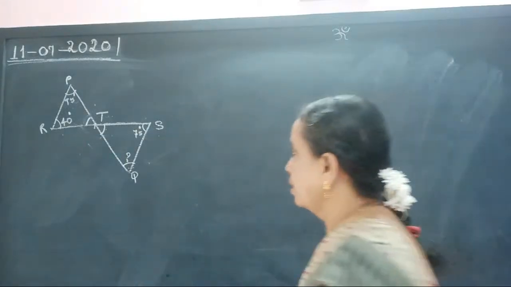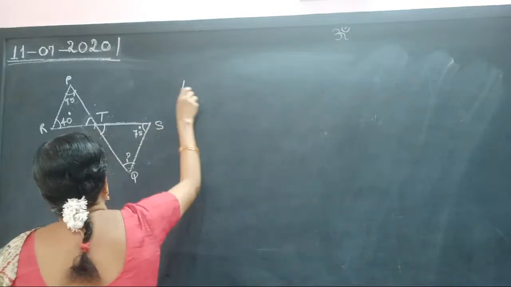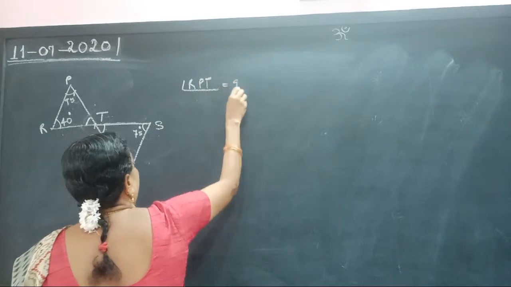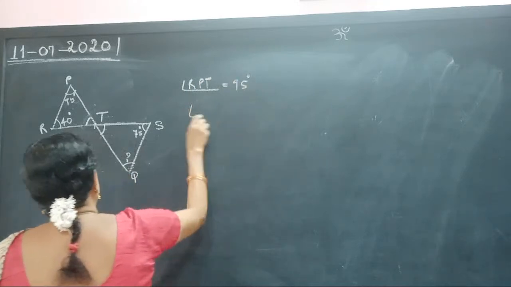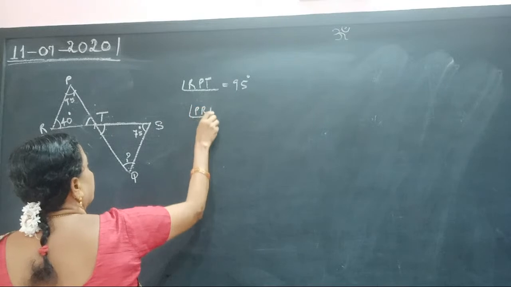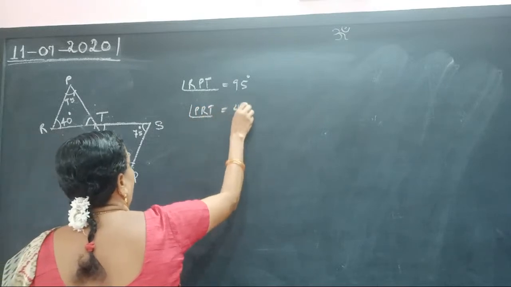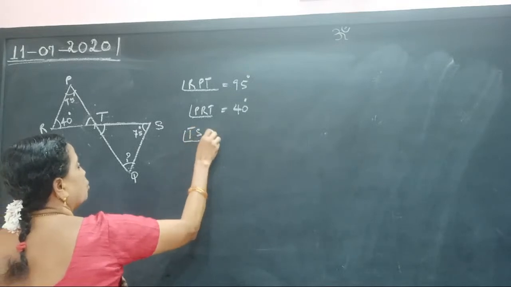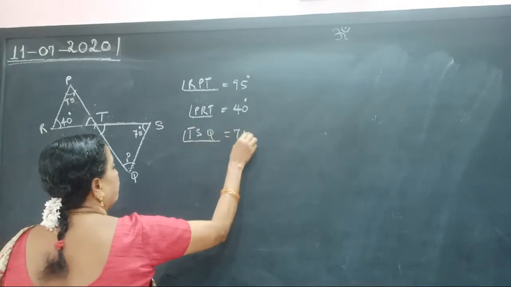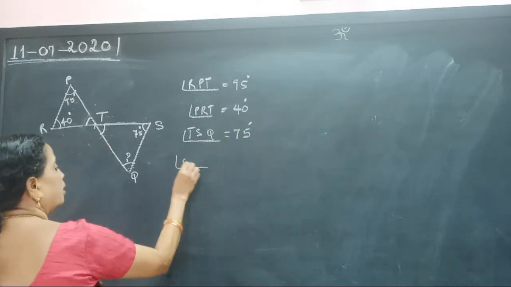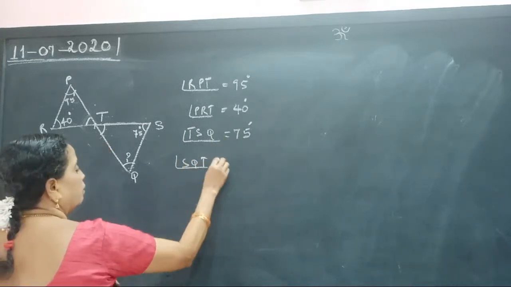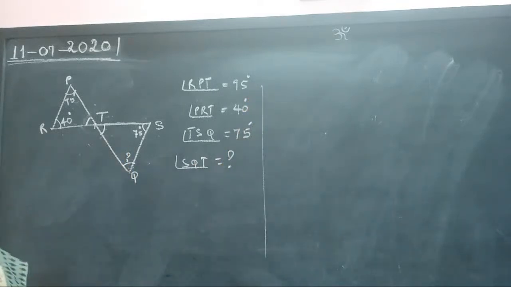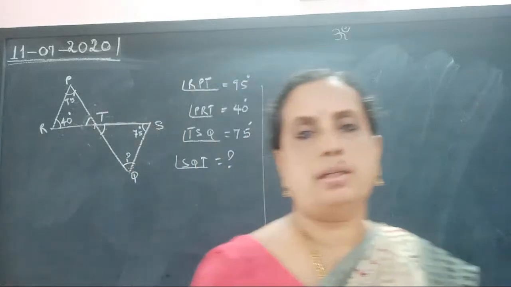Okay, nice. Write first what is given. Angle RPT equals 95 degree. Angle PRT equals 40 degree. Angle TSQ equals 75 degree. Angle SQT equals question mark. What is given, I have taken it from the figure.